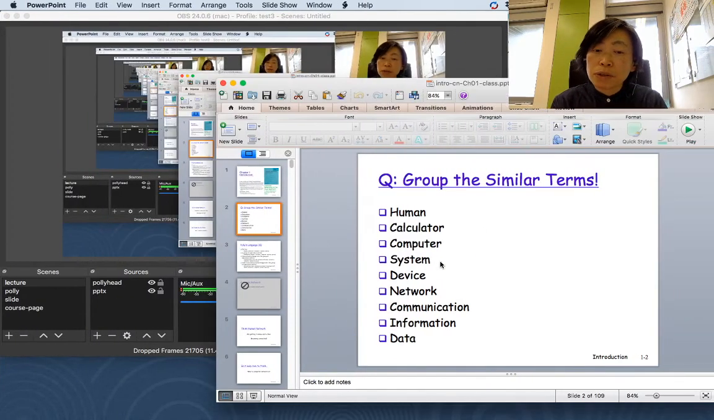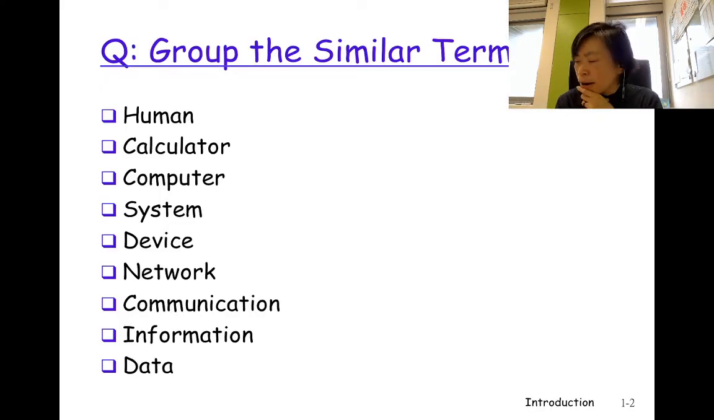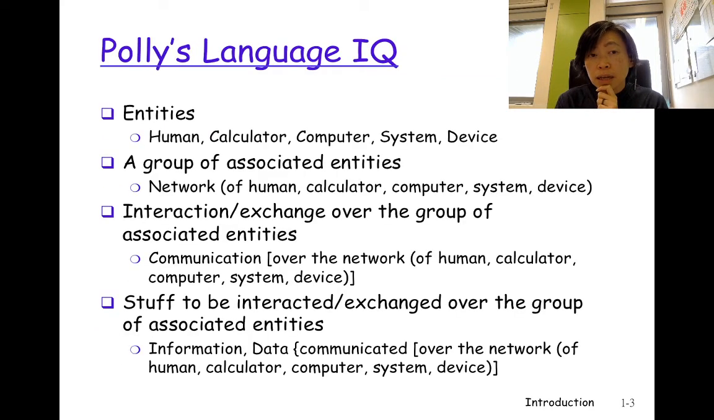So maybe what I can do is to share what I find reasonable to group the terms. You keep thinking about it. This is just Polly's language IQ. I mean, you might have a higher IQ than Polly's, so as long as you can justify. So this is what I find. Human, calculator, computer, systems, and devices. They are all these entities, so individual hardware. Well, human beings, it's hard too, so hardware.